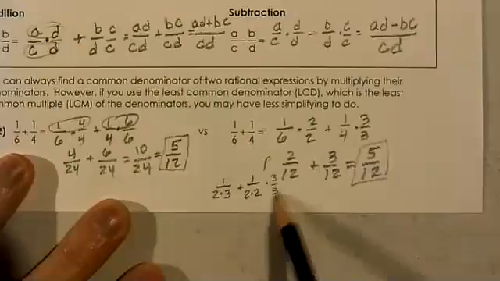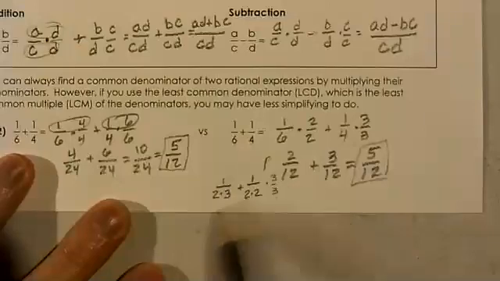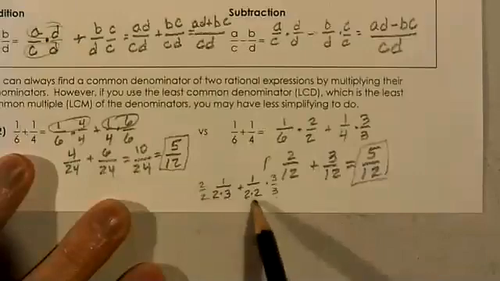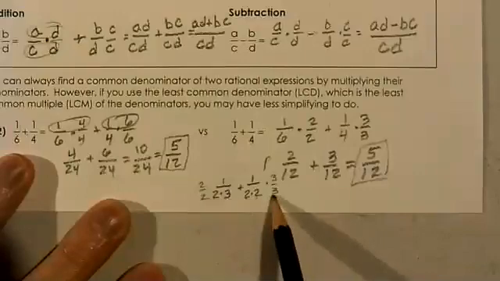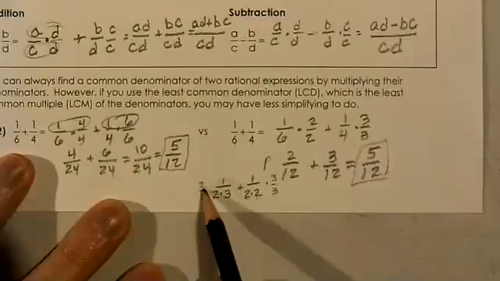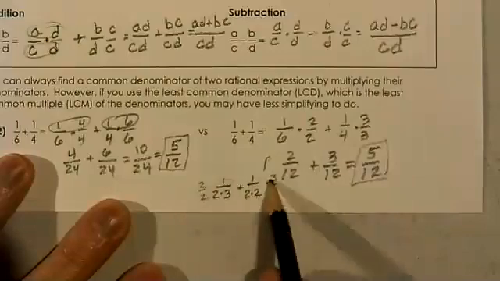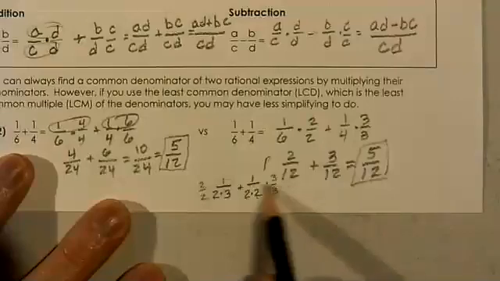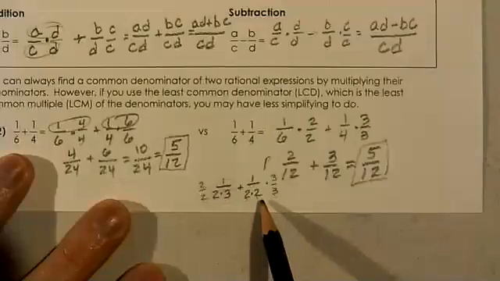Whatever I do to the bottom, I also have to do to the top. This one only has 1 of the 2s and it has a 3. It needs another 2. Now it's common. Now it has 2 2s and a 3. So I can do the rest of the calculations to get 2 over 12 and 3 over 12. So that's a way to help you recognize that we're going to actually be using the number 12.